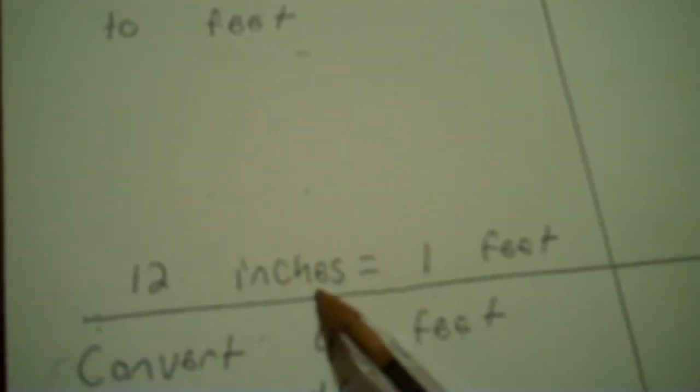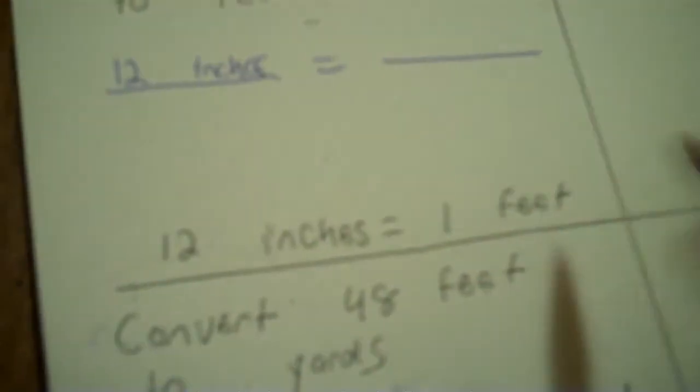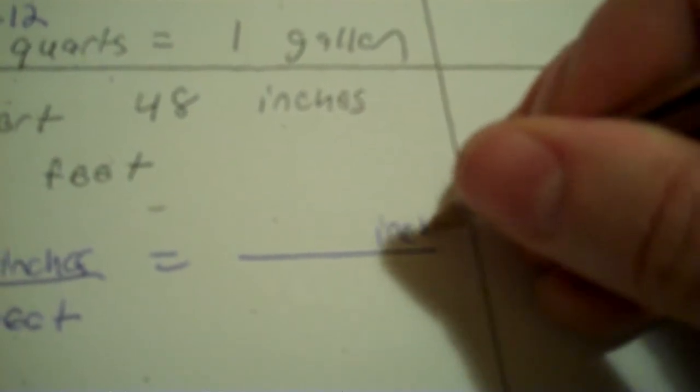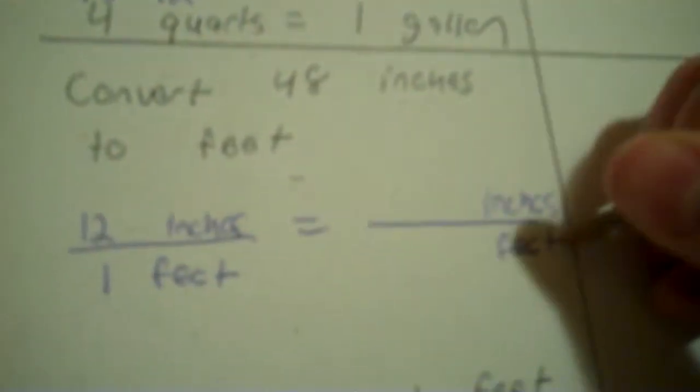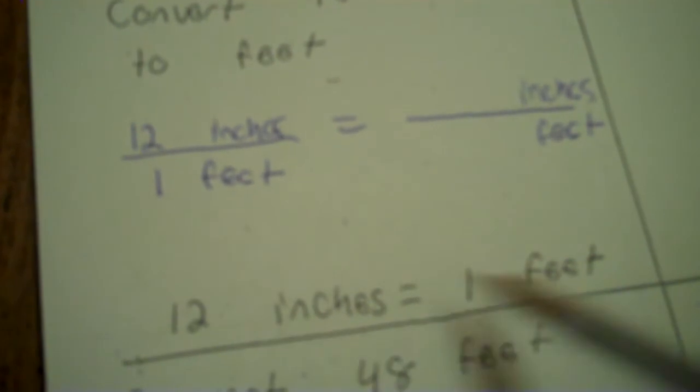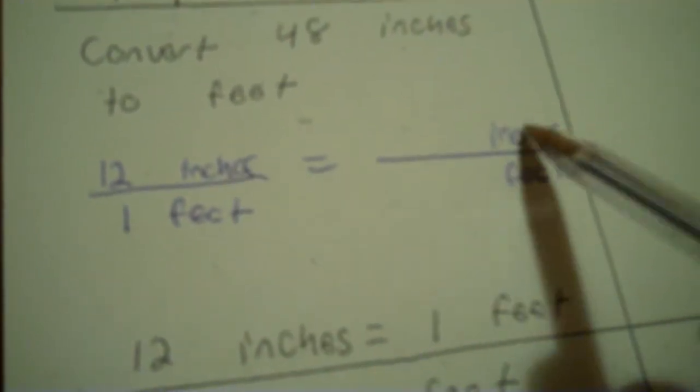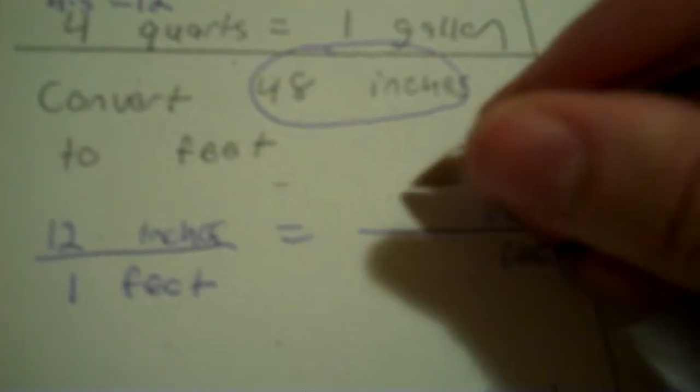Okay, next one. Convert 48 inches to feet. There's 12 inches, 1 foot. Okay. So 12 inches, 1 foot. Inches, feet. You have to put your words, okay? You write that down with the words and then just copy the words over here from over here. So 48 inches, okay? So 48 inches and then x feet.